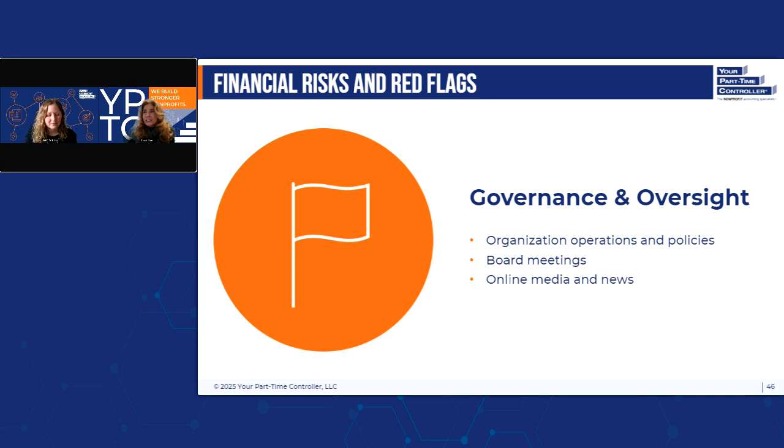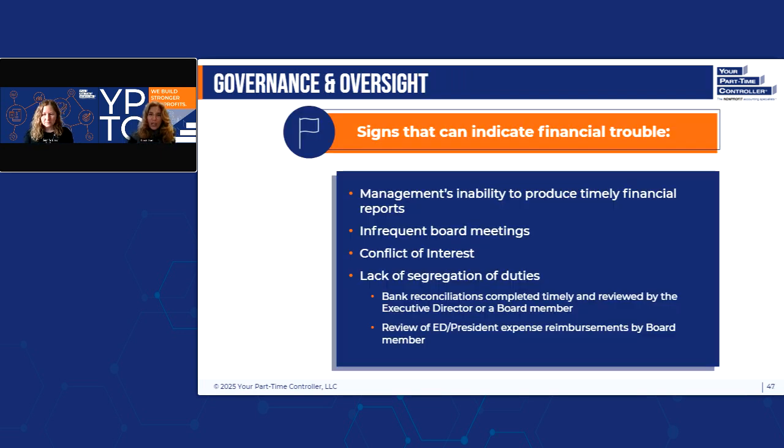Governance and oversight. This is really a review of everything we've discussed up to this point. The board in managing financial risks. The development of strong financial controls is critical to the governance and oversight in the prevention of risks and red flags. So strong financial controls protect your organization's resources and boost confidence among your stakeholders. We've identified all these red flags directly or indirectly throughout our presentation.